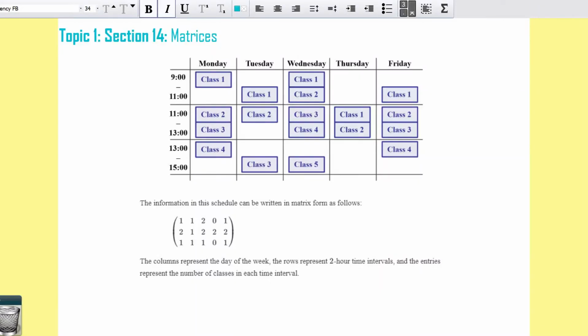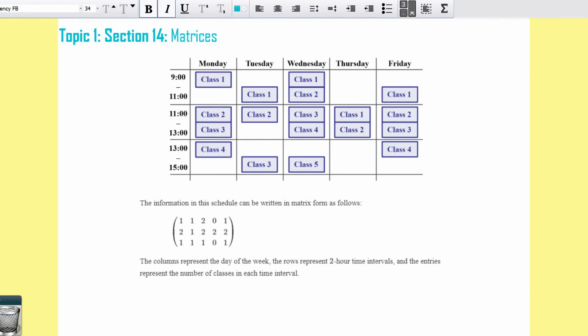Hello. Today we're going to talk about Topic 1, Section 14, Matrices. So, matrices are just another way of organizing your data. Instead of having a list, just this long run of data, you can now make it two-dimensional and have rows and columns. Okay?